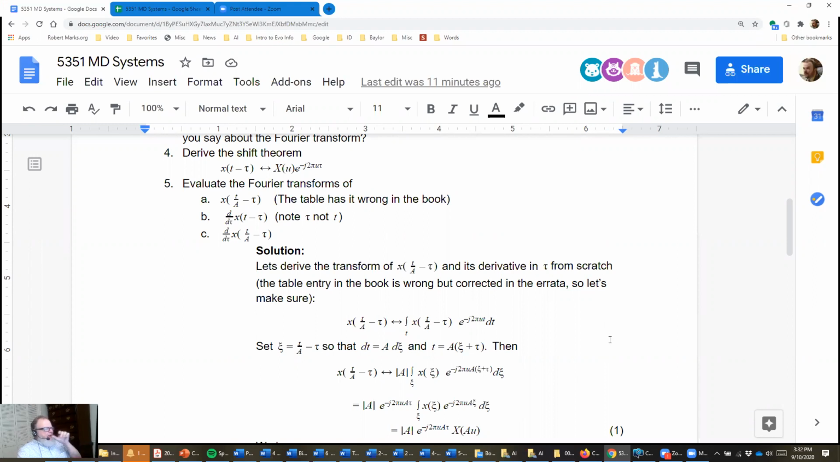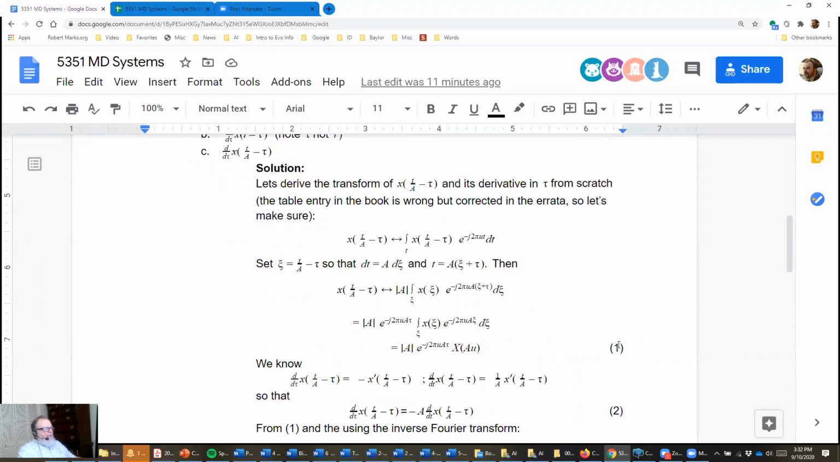One of the things that I avoided here is using any theorems. I found out that when I used a theorem, I thought, did I apply that theorem right? I didn't know, so I went back and I derived everything from scratch, only assuming the definition of the Fourier transform and the inverse Fourier transform.